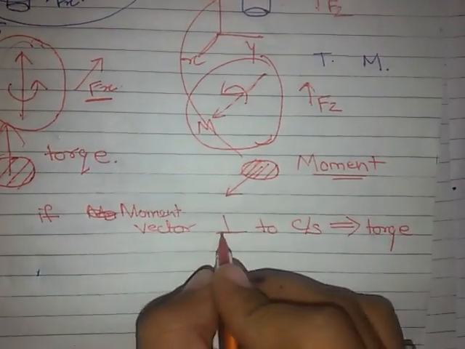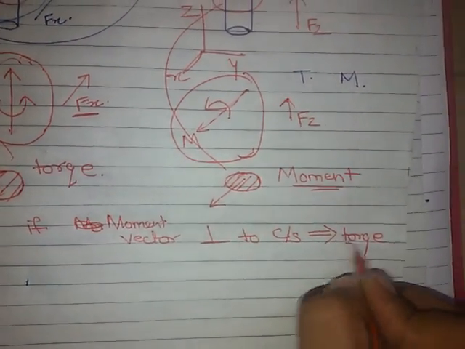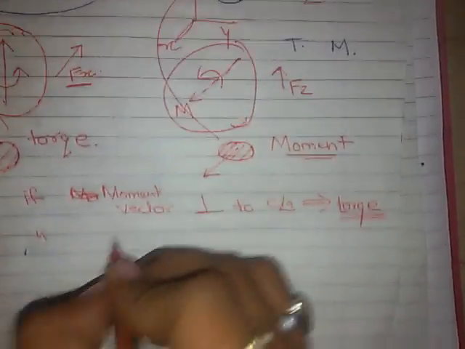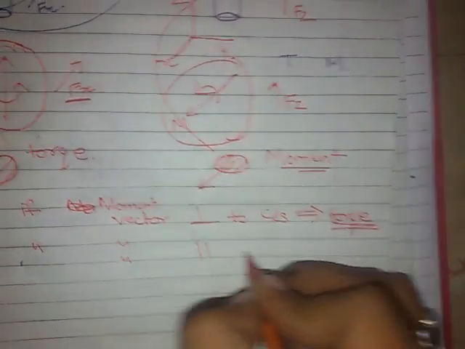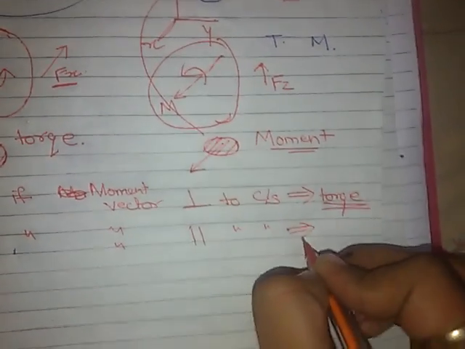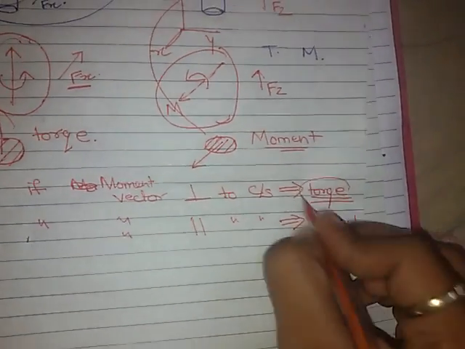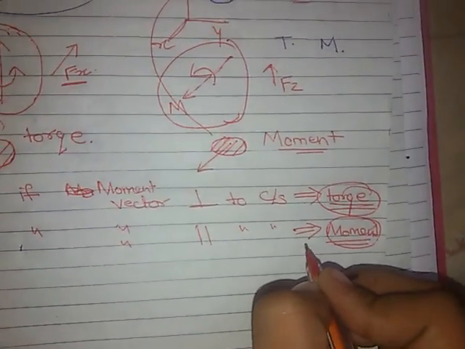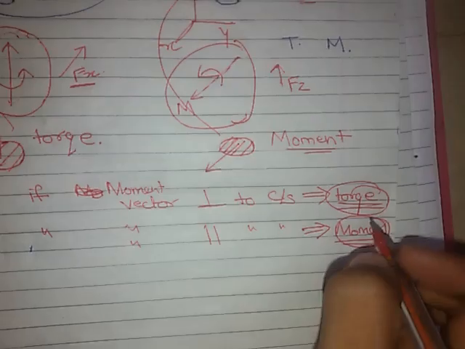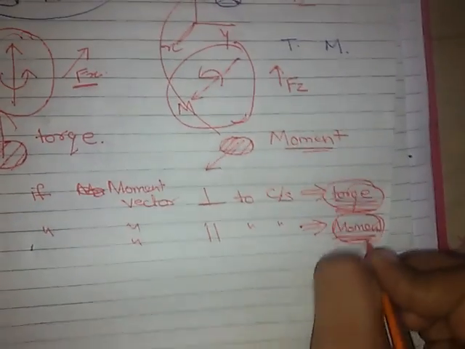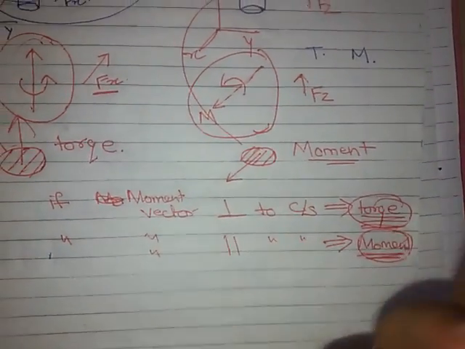If moment vector is perpendicular to cross section, then it will produce torque, and if moment vector is parallel to cross section, then it will produce moment. This is the basic difference between torque and moment. We will further analyze the more differences between torque, moment, shear stress and the further stresses.